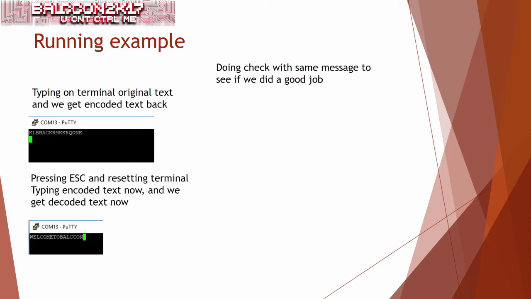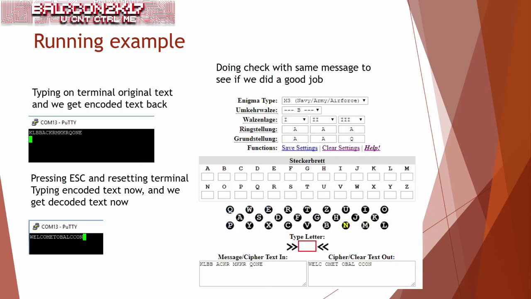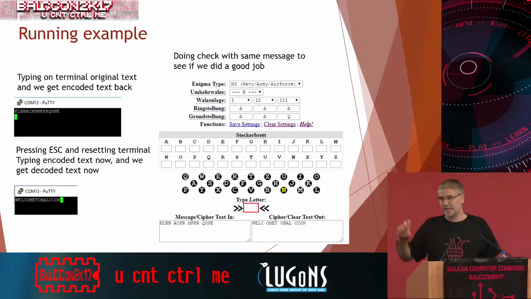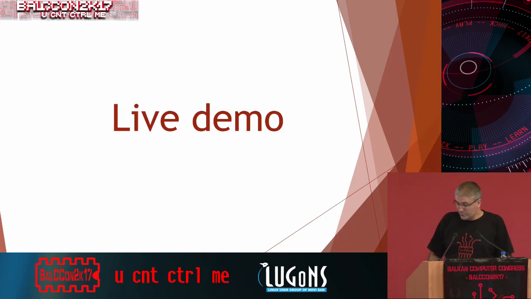We type a message, and what we typed here was "welcome to Balkan". We try this and set it to the same, and check: we entered the same keys that we got encrypted, and we see that we got the same text back. What is important for the Enigma is that when you set the initial settings correctly and type a text, and then reset back to the same position and type that encoded text, you will get the original back. So we can test both sides. So let's do some live demo.